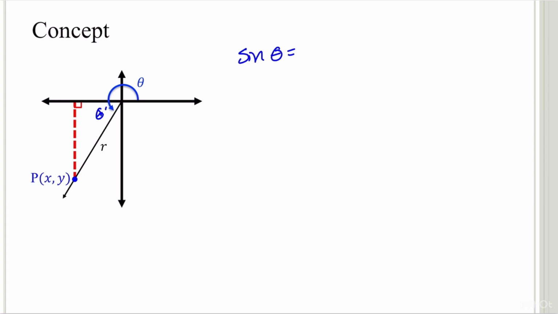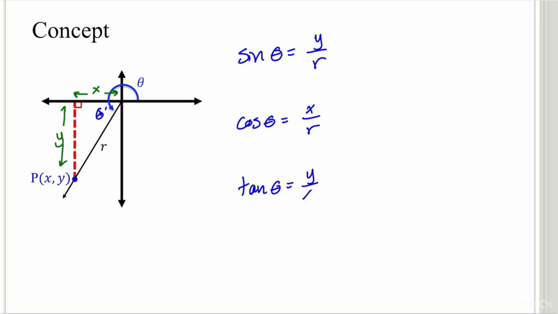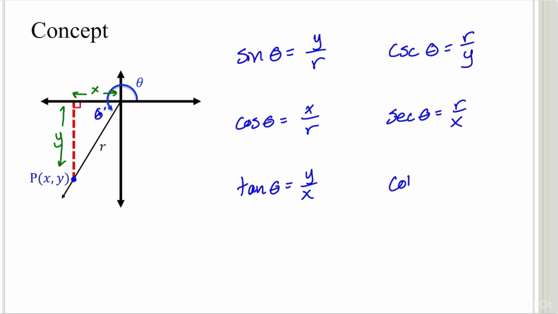Let me label this: from there to there would be x, and then y would be from there to there. So sine of theta is equal to y over r. Cosine of theta, adjacent over hypotenuse, is x over r. Tangent of theta is opposite over adjacent, so it's y over x. And then, of course, you can do the reciprocals to find the reciprocal functions. So cosecant of theta is r over y, secant of theta is r over x, and cotangent of theta is x over y.